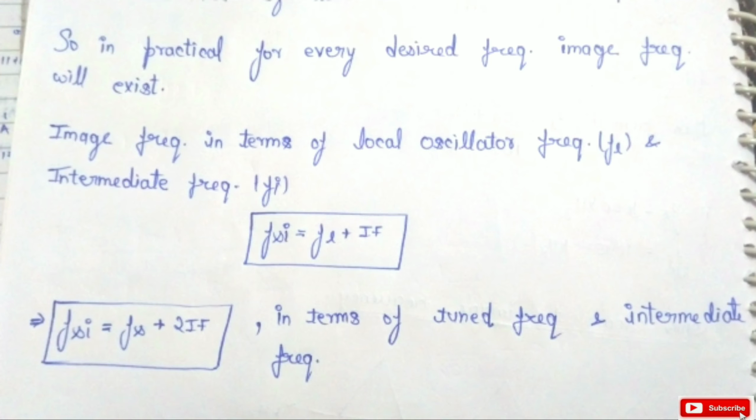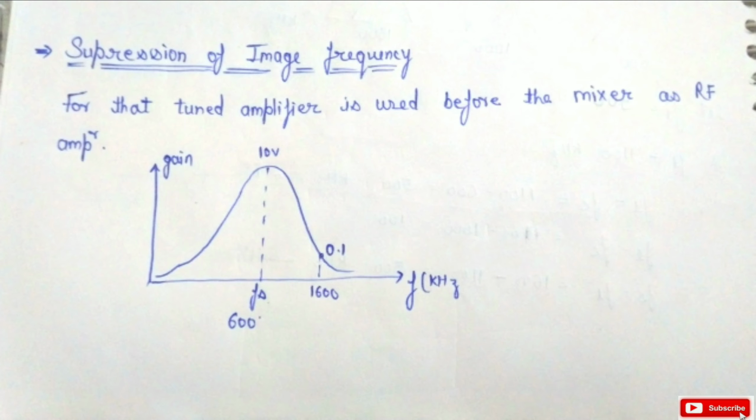In terms of FL and FI, the image frequency FSI is denoted by FL plus IF, and in terms of the tuned frequency and the intermediate frequency, the image frequency is given by FSI equal to FS plus 2IF. But the good thing with the tuned radio receiver is that we can suppress the image frequency by using a tuned amplifier before the mixer.